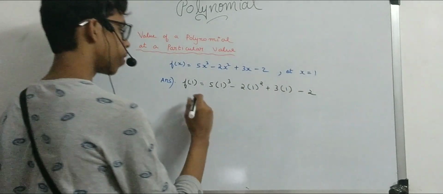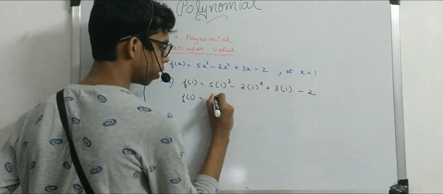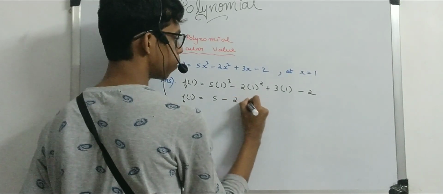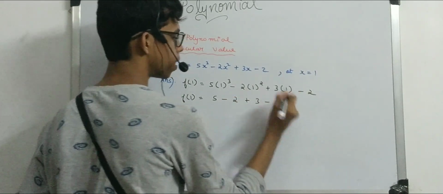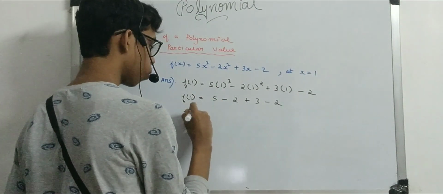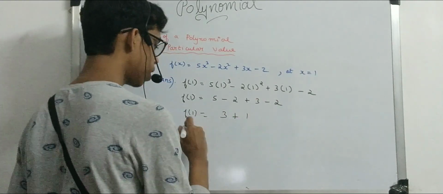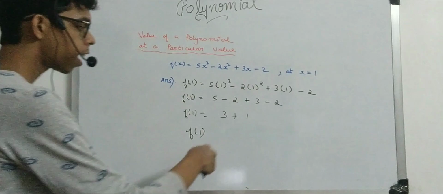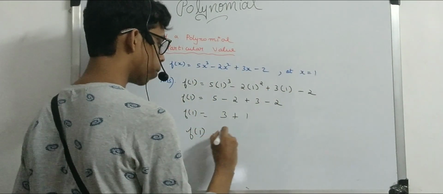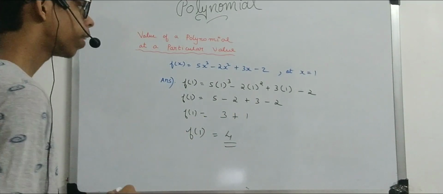Okay. Now it is very easy for us to solve this. So 5 into 1 cube we know is 5 itself, minus 2 into 1 square is 2 itself, plus 3 into 1 is 3, minus 2. Now we know 5 minus 2 is 3, plus 3 minus 2 is 1. So f of 1 is equal to 3 plus 1, which is 4. So when x takes the value 1, our polynomial's value is 4. Okay, I hope it is clear.